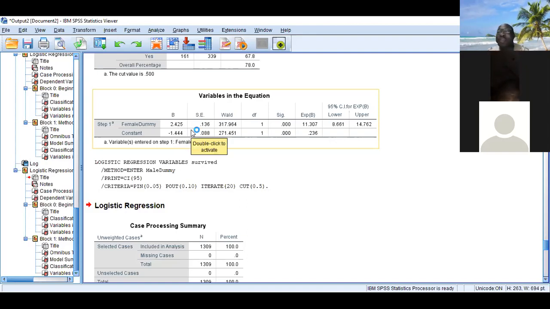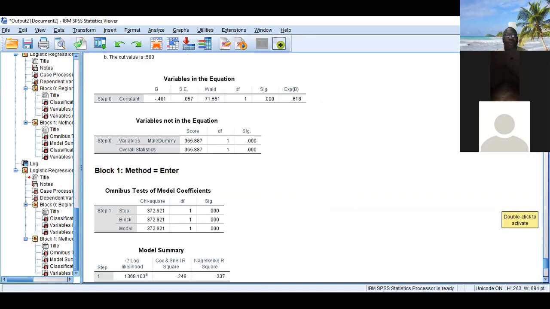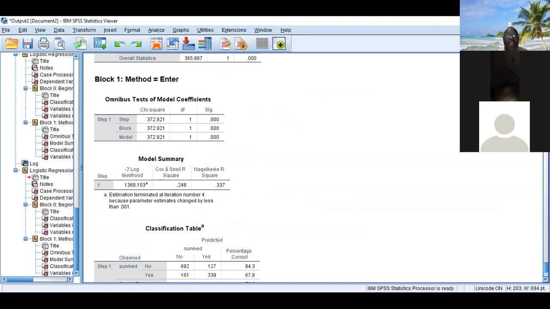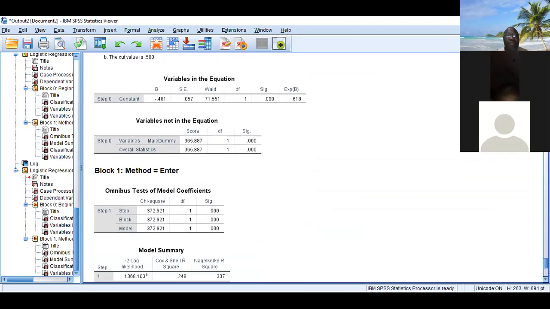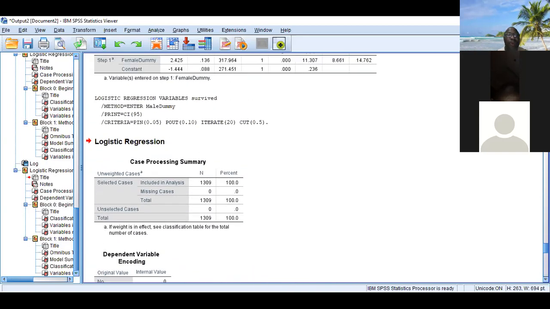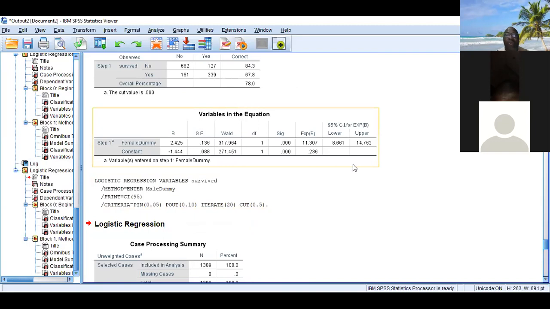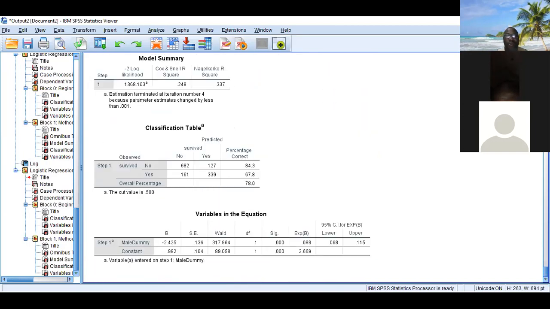Because if you say 30% of the people that survive are male, definitely the opposite, 70%, will be female. So they are mirror images. The only thing is the constants are different, but look at their regression coefficient. It's the same. One is positive, one is negative. Even the standard error, the Wald statistic, even the p-value, everything will be the same. But the odds ratio will be different because the odds ratio will be the opposite. I don't know if it makes sense.